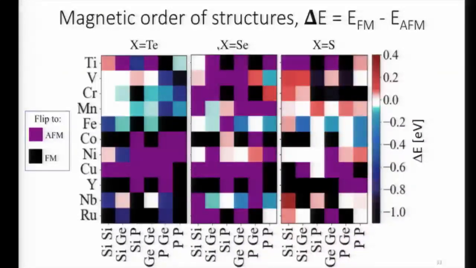You might notice that there are some colors in magenta and also black, which is not quite dark blue. These are structures which have their initial configuration flipped to the other one, so we can't constrain this delta E.